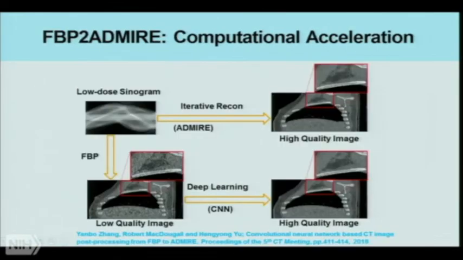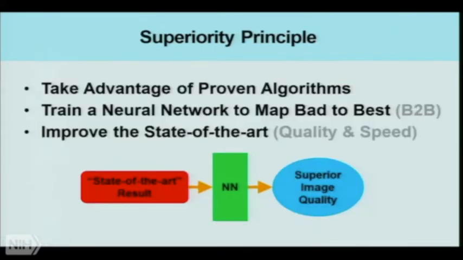And furthermore, although the training time is very long, Heng Yong's group shows that with machine learning, after training, the reconstruction time is very short, orders of magnitude improvement over the state-of-the-art metal artifacts reduction algorithm named ADMIRE by Siemens. So this shows the speed advantages. All these examples give us an idea.